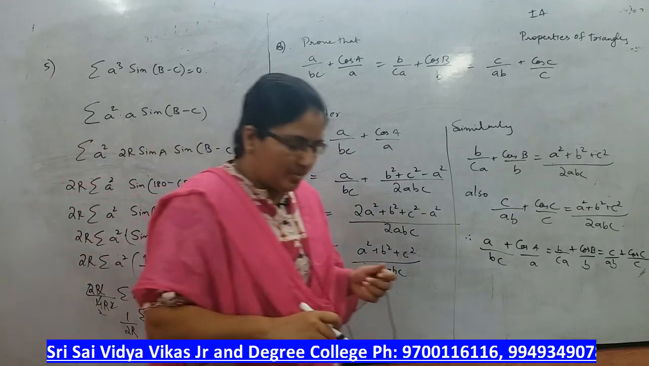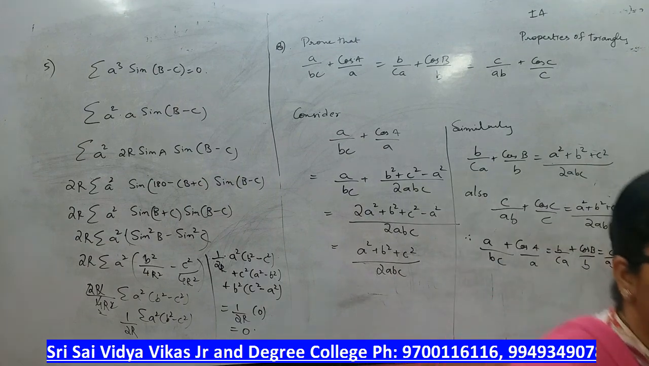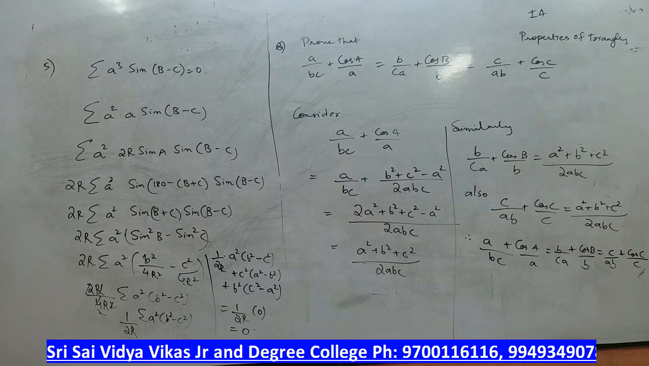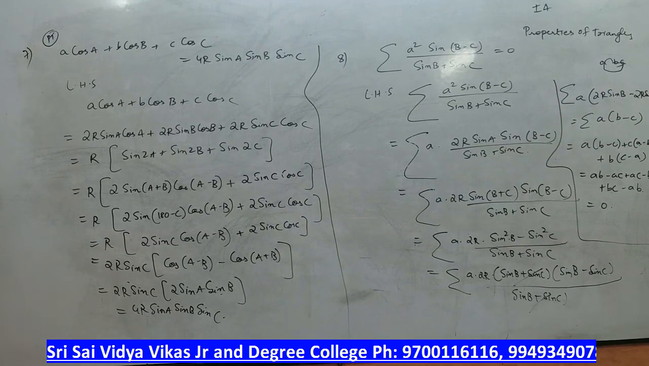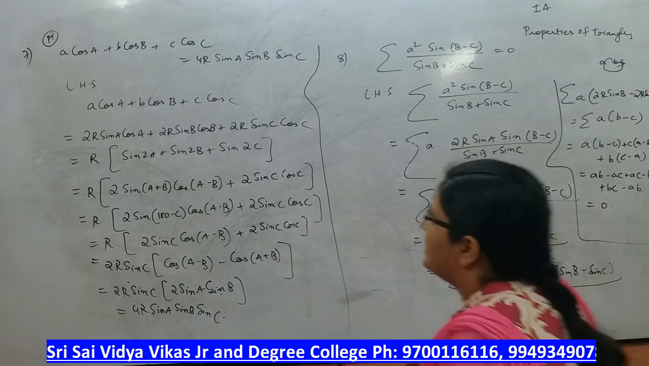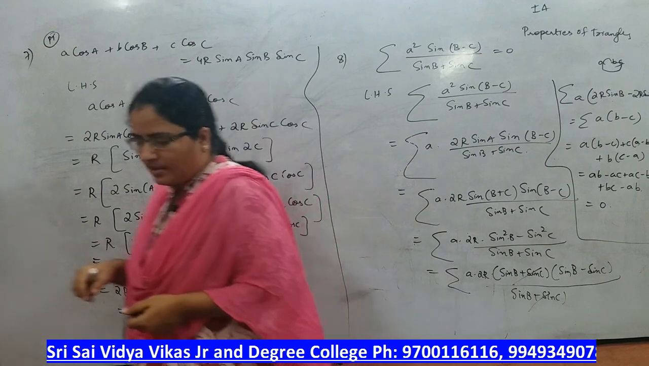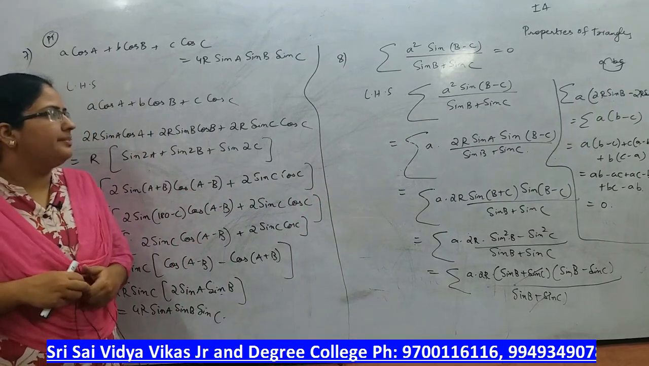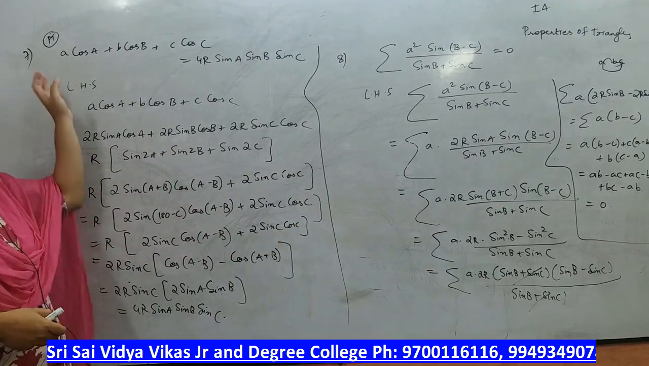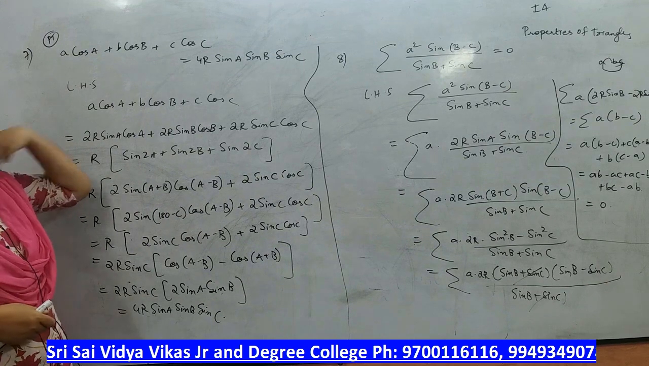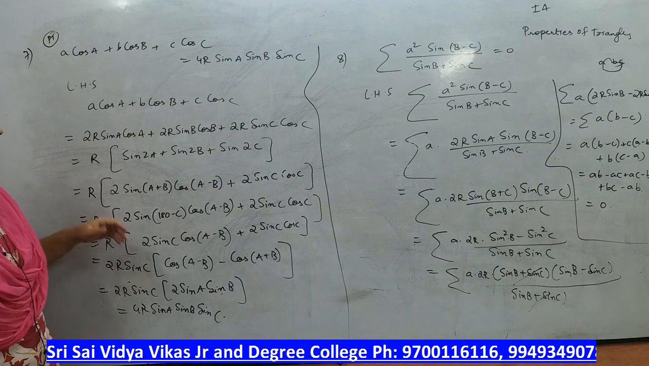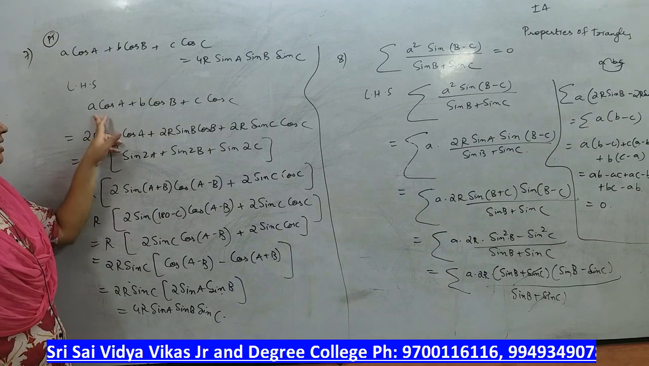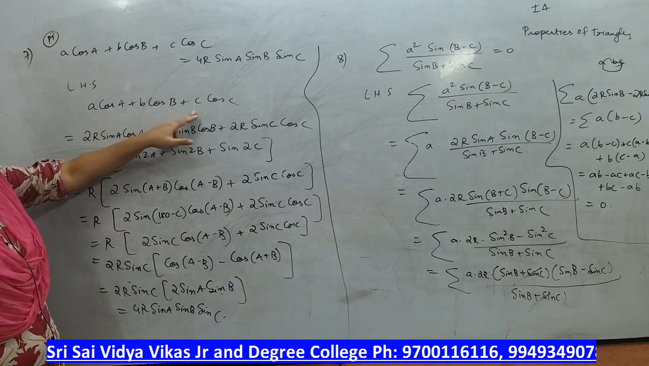Let us discuss some more problems. Okay, see here the next set of problems. a cos A plus b cos B plus c cos C is equal to 4R sin A sin B sin C. Let us take the LHS: a cos A plus b cos B plus c cos C.